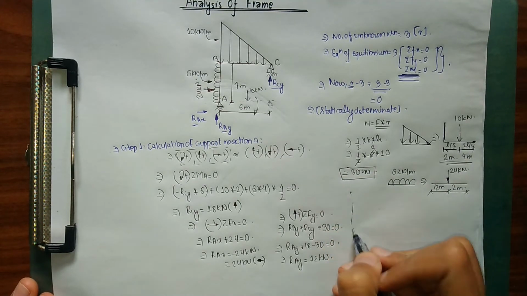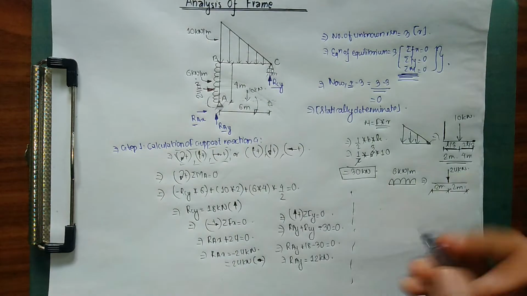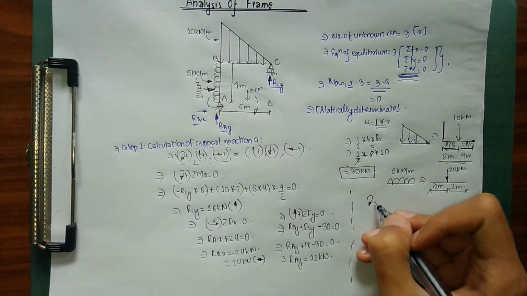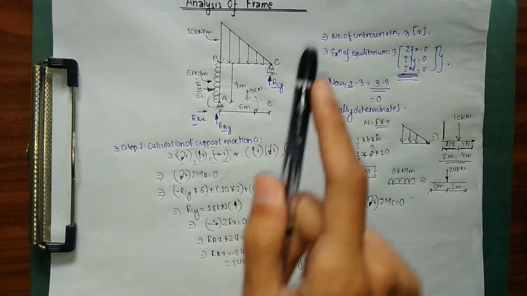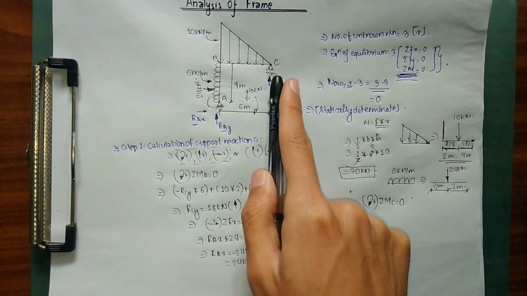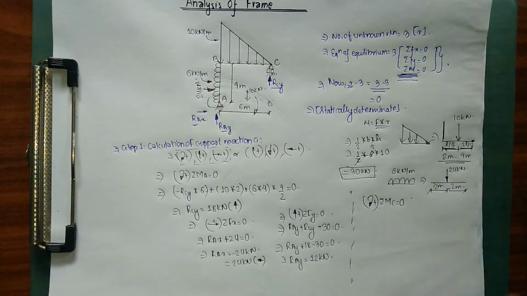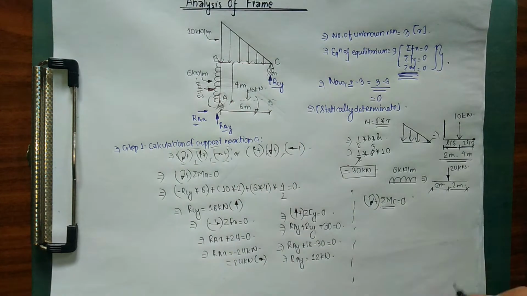What you could have done differently is, right now I took moment about A, but you could have taken moment about C as well. You can take your clockwise moment as positive and ΣMC equals 0. We have a roller support at C, and a roller support also doesn't produce any moment, so moment about C is also 0. So we have ΣMC equals 0, and you can solve this as well. Let me write it down quickly.